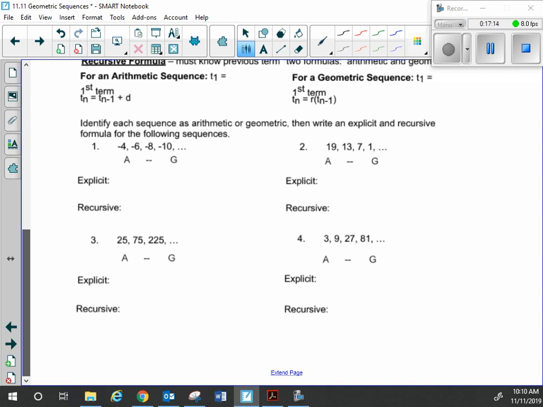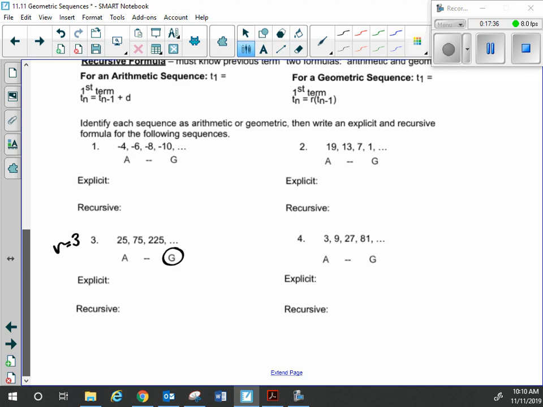Okay, why is that geometric? There's a lot of big numbers. That doesn't mean that it's geometric. It's multiplying. What are we multiplying by? 3. It is geometric. My ratio is 3. So let's start with the shorter of the two rules, that explicit rule.